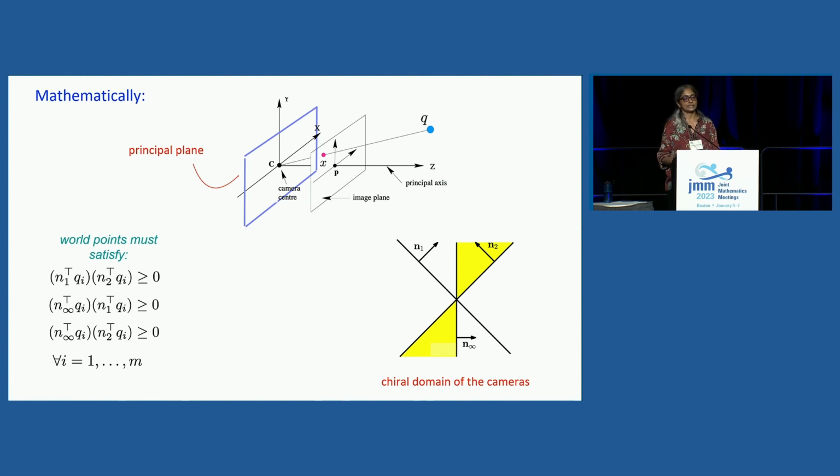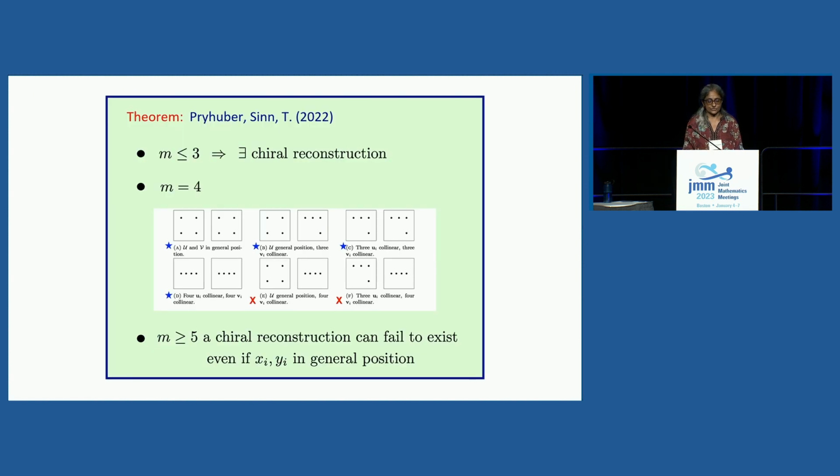We have to make sure that some signs are satisfied. Okay, so this is where chirality comes from, chiral for sign. And there's something called the chiral domain of cameras, which is the part of the world that the cameras can actually see. And we want to ensure that we are in that region when we do the reconstruction. Okay, so this is chiral reconstruction.